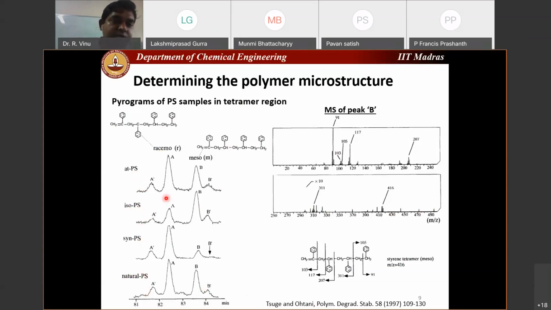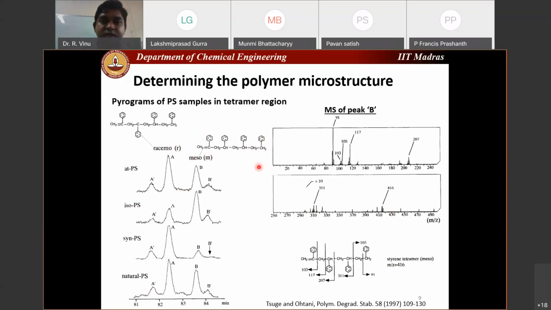You can see that the signals that you see in the total ion chromatogram correspond to specific racemo or meso types of configuration present in the tetramer. This is called the polymer microstructure. Those who are aware of polymers know these are long chains of repeating units. But how are these monomeric units repeating? That really determines the microstructure of the sample.